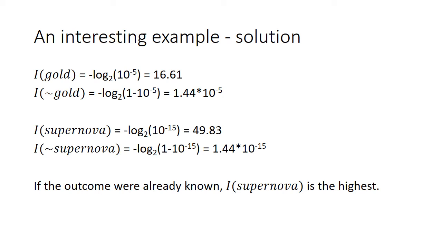But the thing is, we don't know yet whether the supernova did happen or did not happen. We don't know yet whether the gold medal was won by India or not. We only know their probabilities, and we only know the information conveyed by specific events: India winning a gold medal, India not winning a gold medal, supernova happening, supernova not happening. So what do we do next?